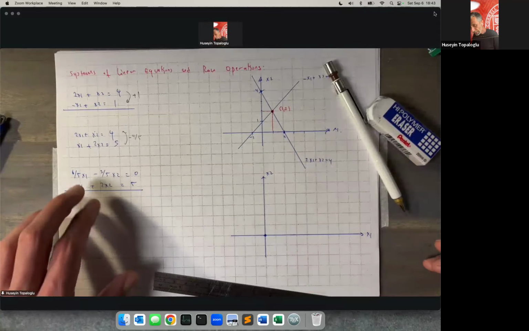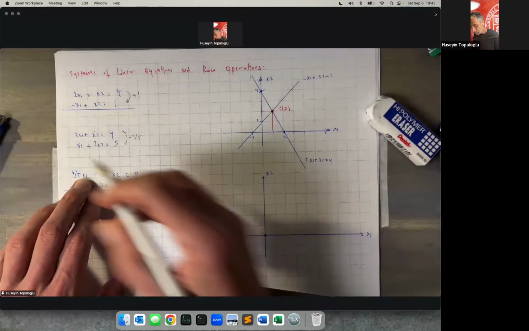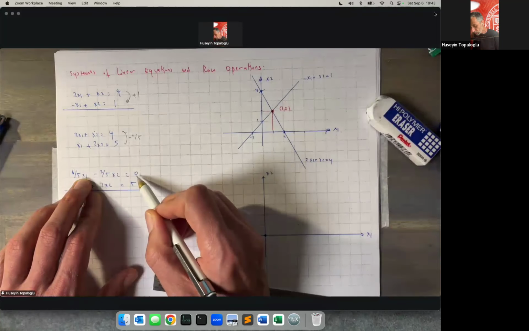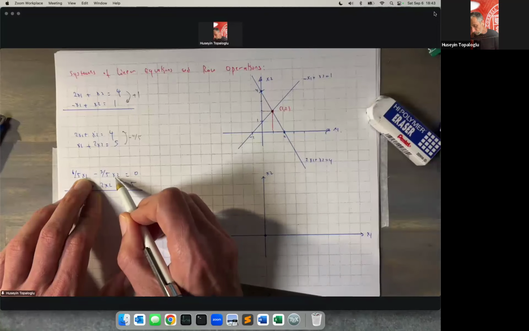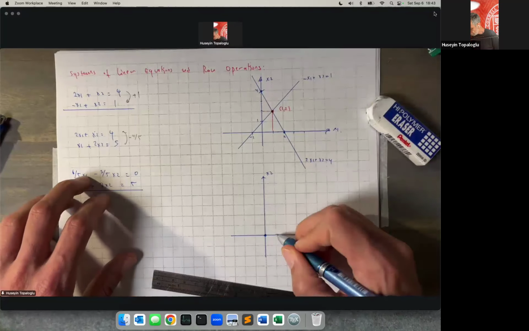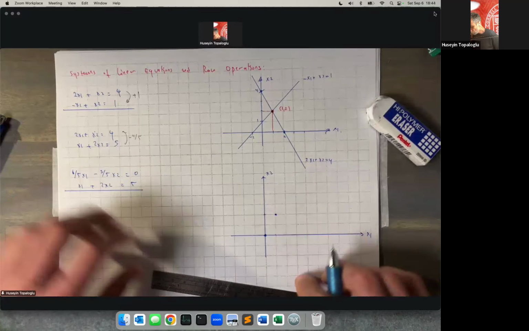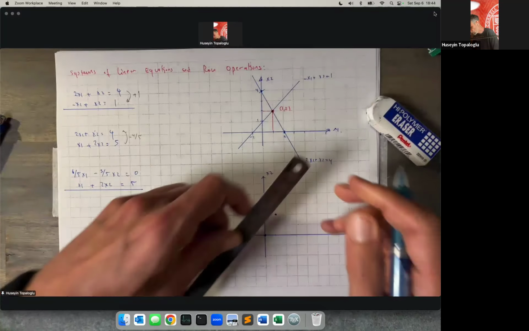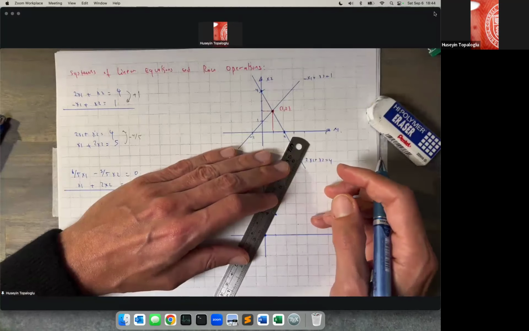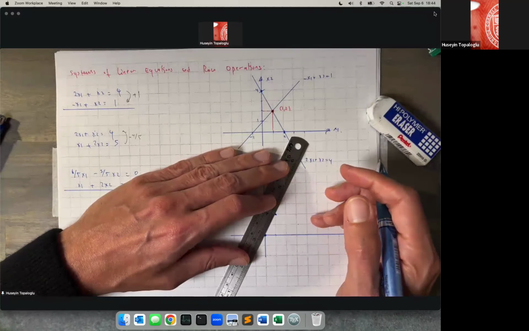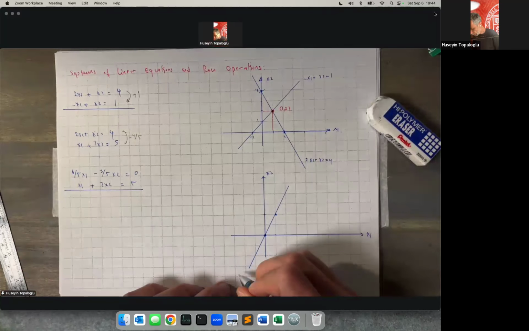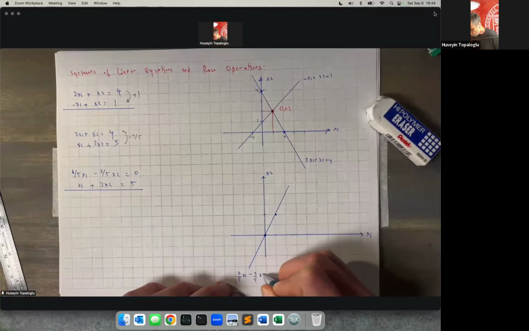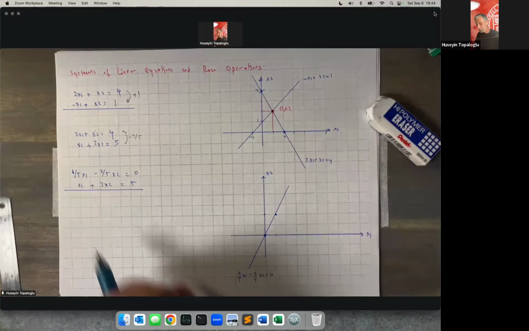Let's take another point. When x1 equals 1, this is 6 over 5. To make sure that I get to 0, when x1 equals 1, x2 should be equal to 2. So this first line passes through the origin and the point (1, 2). So this is the line 6 over 5 x1 minus 3 over 5 x2 equals 0.